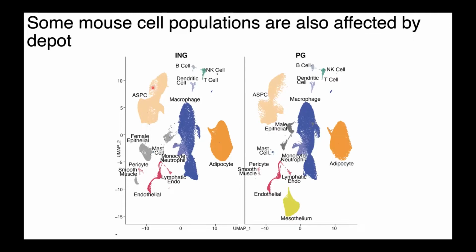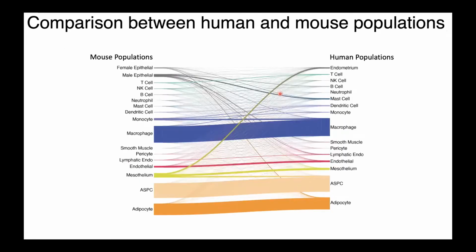For example, again, in the adipose stem and progenitor cell population, we see that there is some sidedness by depot. So one thing that we wanted to do is compare the human and the mouse populations at this zoomed out level. Obviously, we, and I assume many of you, use mice as a model organism for humans. So we wanted to know how comparable mouse and human physiology are. And our overall answer is pretty comparable.